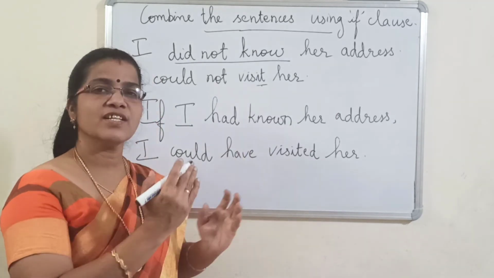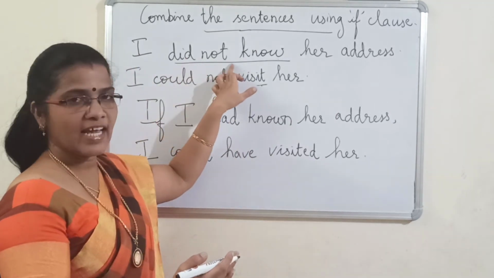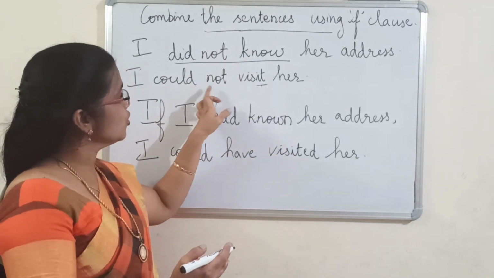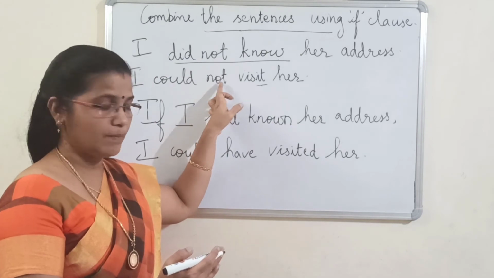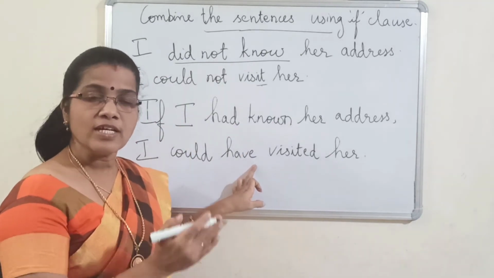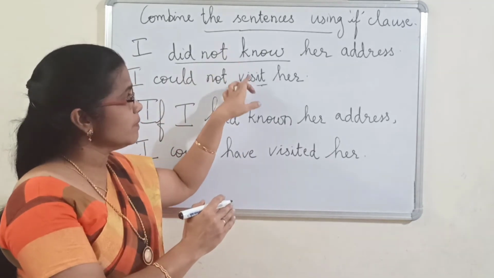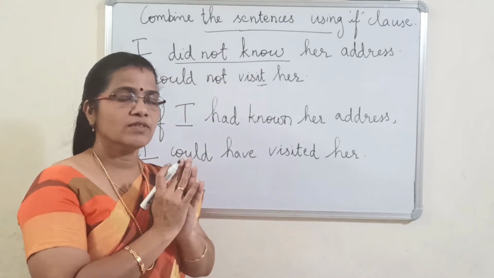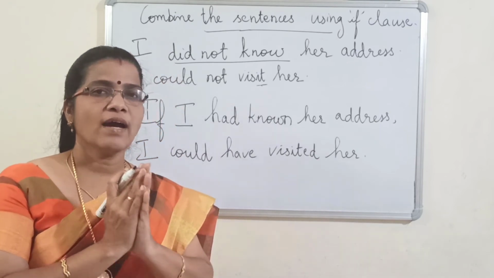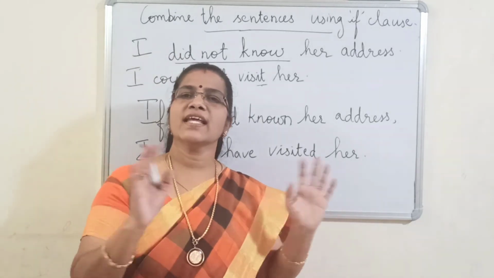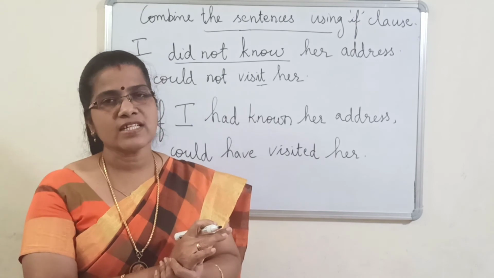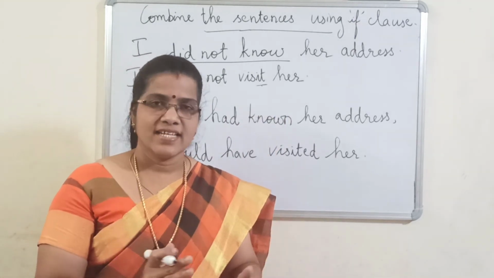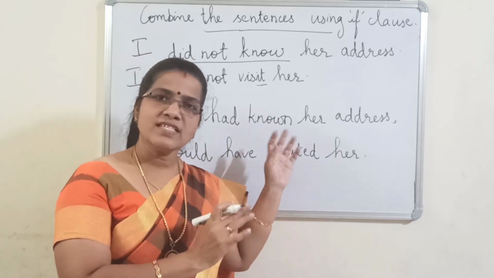So what change did we do here? Did not, this is negative. That has become positive now. There is no not used here. Similarly, could not, there is not here, but now here you don't have not. So that has become positive. Both the parts are negative and in your answer it is positive. Okay, so this simple clue you have to bear in your mind, and with this very easily you can do any kind of sentences like this which are to be combined using conditional clauses. Okay, I hope this is clear.